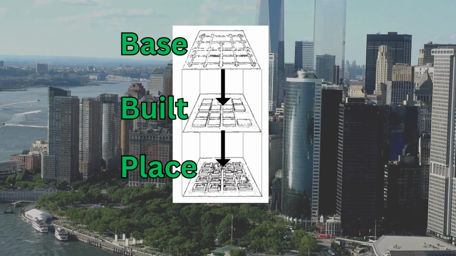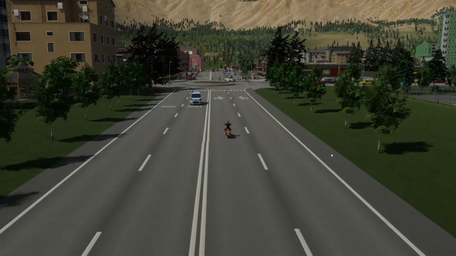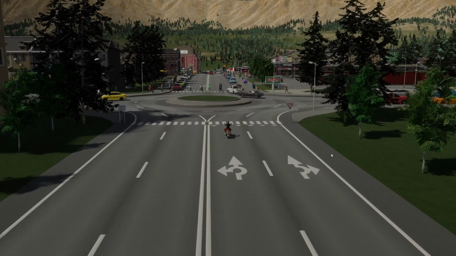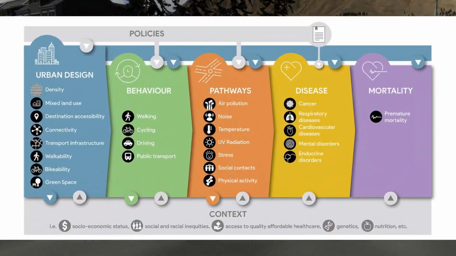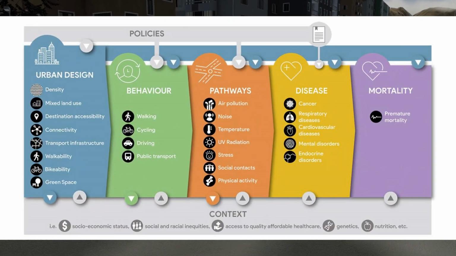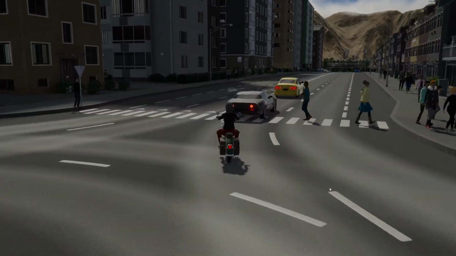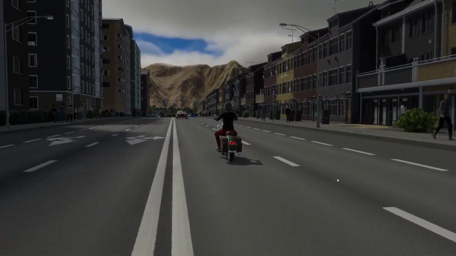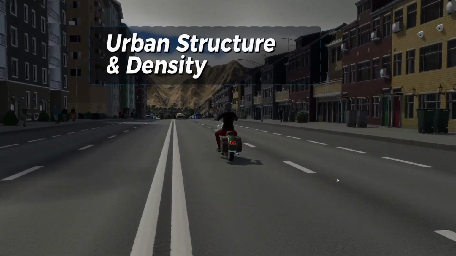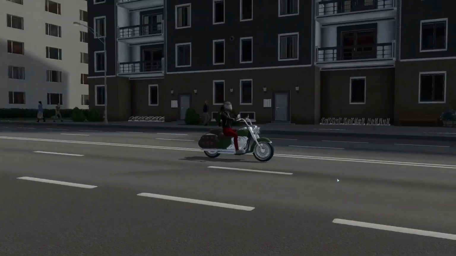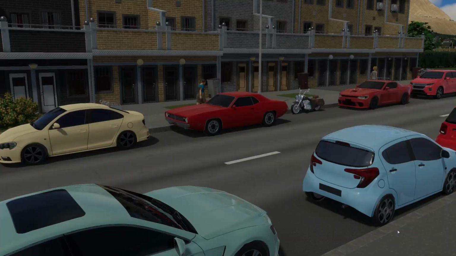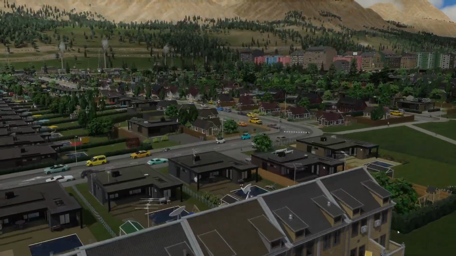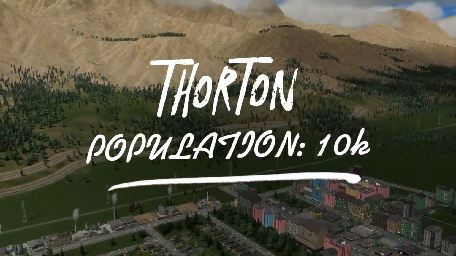talk about. But I fear that Cities Skylines 2's density simulation code isn't built upon real-life density frameworks, but rather some invented gameplay code. So in this video, we will deep dive into a very academic and rigorous understanding of urban structure and density and see if we can actually put it into Cities Skylines 2. And at the same time, I will build my case city, Thornton. Let's begin.